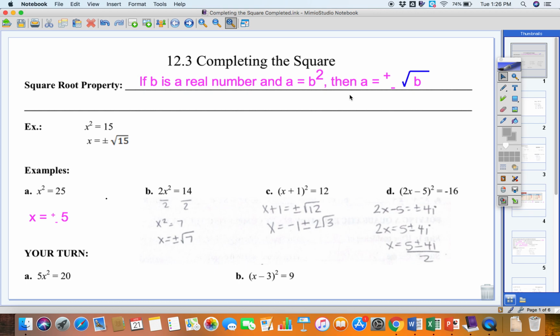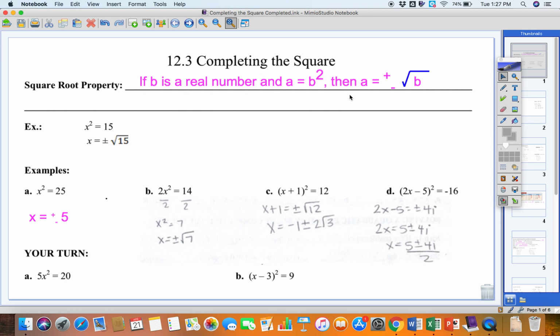On our next example with another binomial, we have the binomial 2x minus 5 squared is equal to negative 16. So when you take the square root of both sides, you're going to get 2x minus 5 is equal to plus or minus the square root of negative 16, which is 4i. Then we're still going to continue isolating our variable. We're going to do that by adding 5 to both sides. So 2x is equal to 5 plus or minus 4i, and then we're going to divide everything by 2. So we will get x is equal to 5 plus or minus 4i over 2.